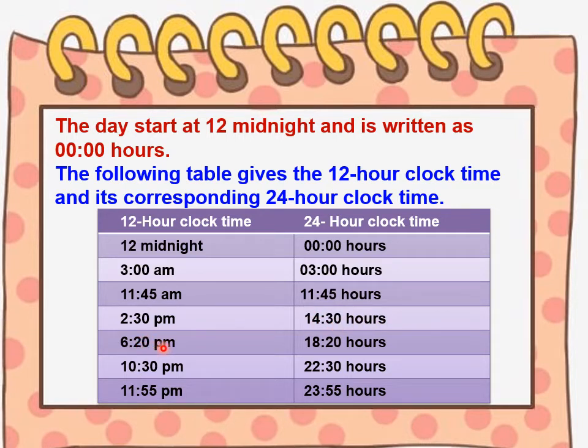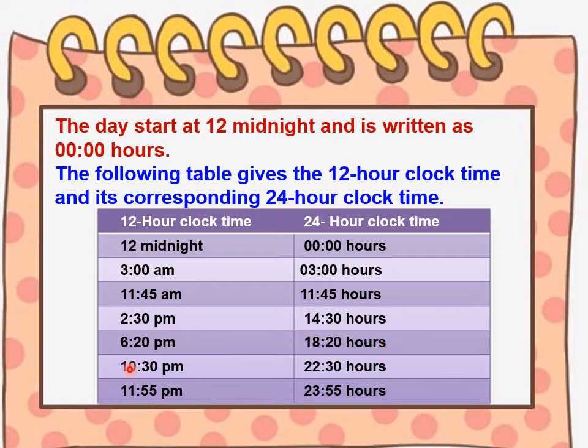Then 6:20 p.m. The same way we have to count. For 3 we will write 15. For 4 we will write 16. Then for 5 we will write 17 and for 6 we will write 18. So 18 hours 20 minutes. Okay, so 18:20 hours in 24-hour clock.